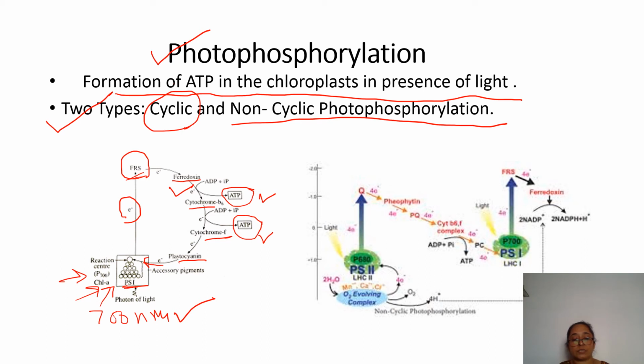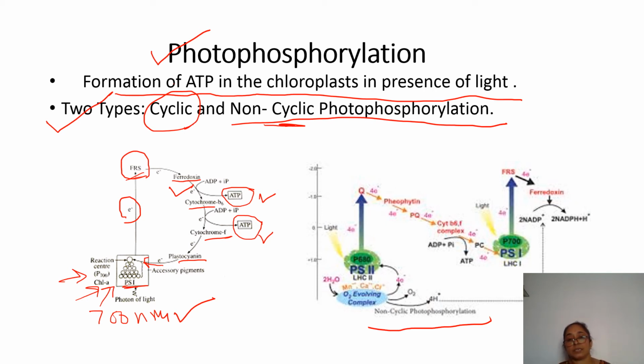Now here you can see this cyclic photophosphorylation is a significant process as it produces additional ATP molecules. Now come to the next one, that is non-cyclic photophosphorylation. This diagram, as you can see, is the non-cyclic one. Here it is in the Z form, that is also called the Z scheme. You know that? So this one is non-cyclic photophosphorylation.